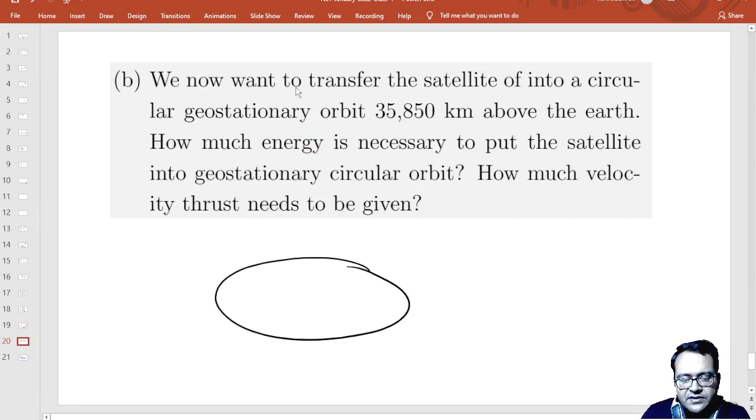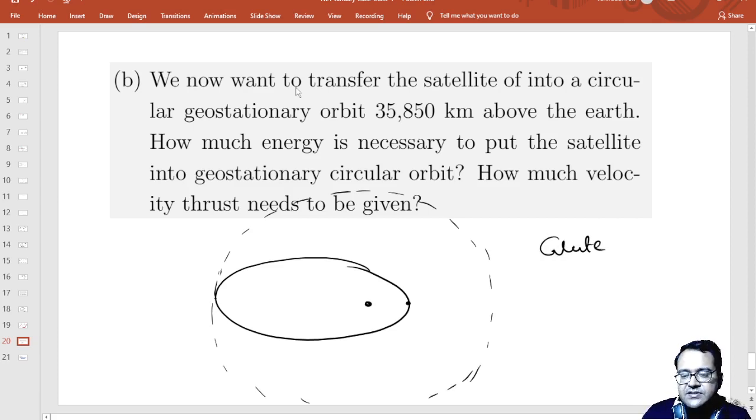So see, if you have an elliptical orbit, and if you have a system like this, now we want to put this. This is how usually things are done. So now we want to make it a circular orbit. So we need to give a thrust. So the first thing I will say is to calculate the elliptical energy we have calculated.